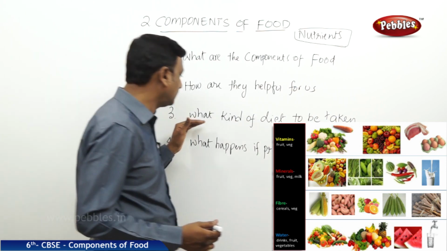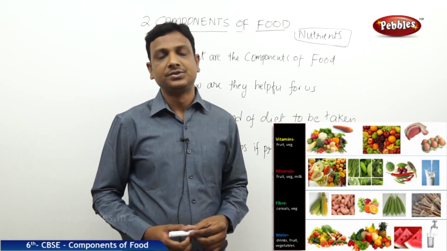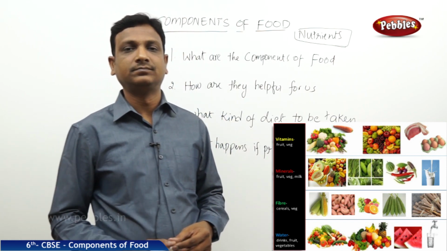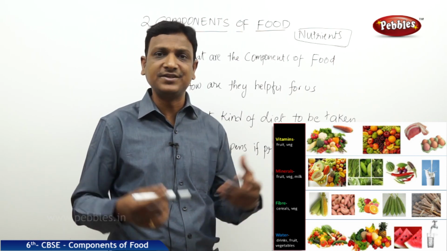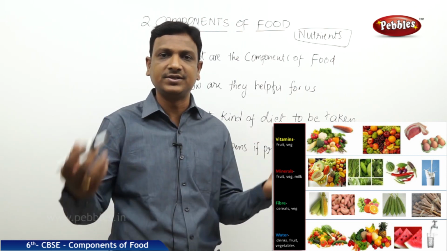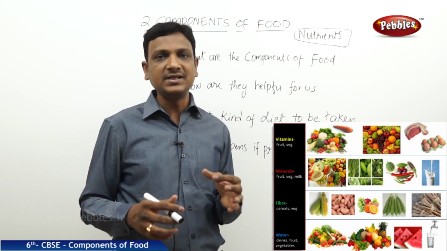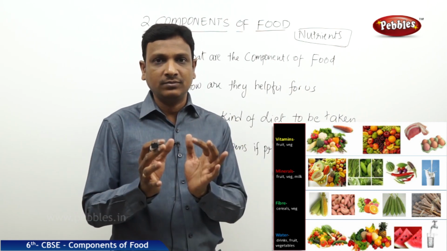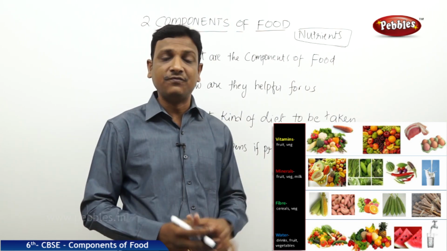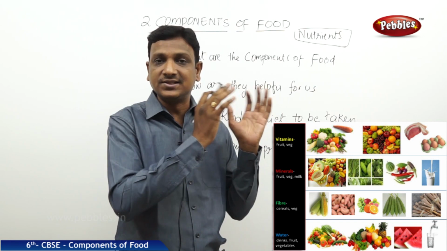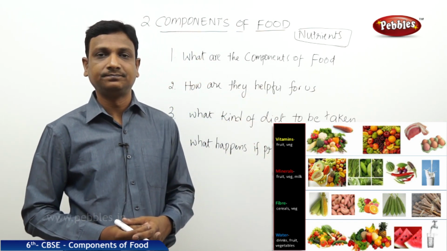Then we will go to the third one, what kind of diet to be taken. The diet varies from person to person, place to place, country to country, state to state. They have different types of food items. But basically, they will make their food with a proper mix of all nutrients. If any food is made in such a way, that is called a balanced food, balanced diet.